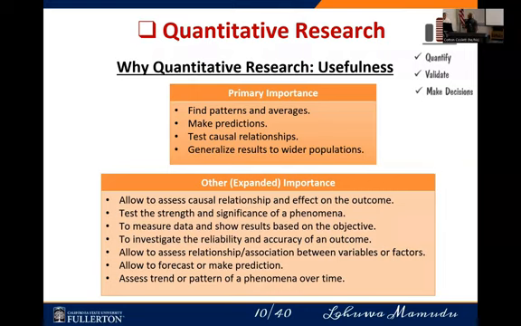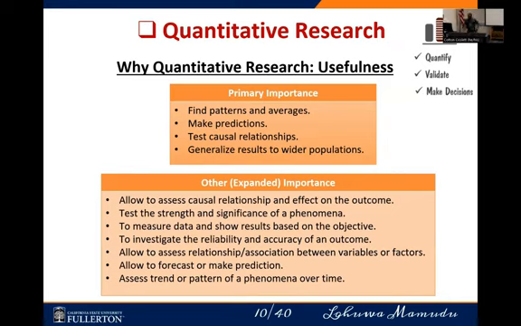It allows us to assess the causal relationship and effects on the outcome variable, then also test the strength and significance of a phenomenon. So when we talk about the strength and significance of a phenomenon, you might want to know how significant the blood sugar level of an individual impacts the blood pressure of the individual. So for instance, how significant is the number of times an individual undertakes a physical activity to the body mass index of the individual, which leads to obesity. So these are some of the significance you might think of.